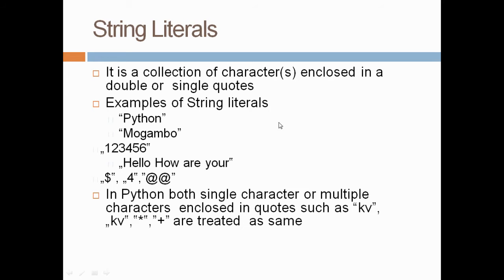String literals. It is a collection of characters enclosed in double or single quotes. We can define string literals in single quotes or double quotes. Examples of string literals are "Python", "Mangaon", and "12345", and a few more examples. In Python, both single and multiple characters enclosed in quotes, such as "KV", 'KV', "*", "+", are treated the same.